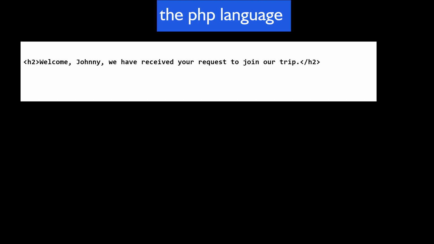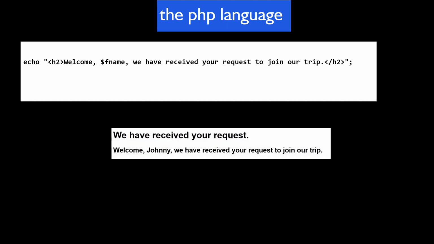Now, punctuation here can get a little tricky, balancing opening and closing quotes correctly. What can help here is the point made earlier, that within a double quoted string, variables have their values substituted. So the following statement creates the same result with less of a chance for error. Echo double quote, H2, welcome $fname, comma, we have received your request to join our trip, end H2 tag, end double quote, semicolon. Now either way, the result would look like this to the user, which is only slightly informative, but the point here is to demonstrate a simple example.